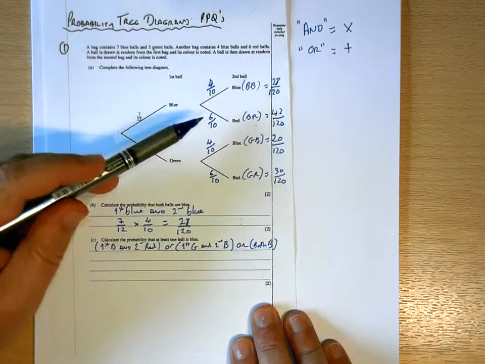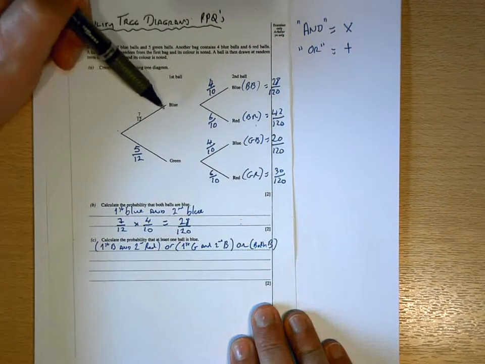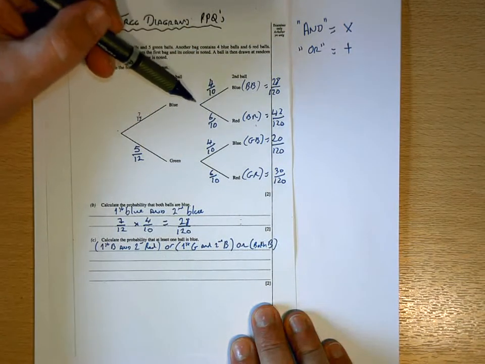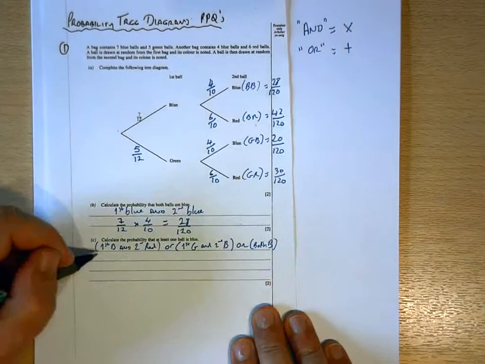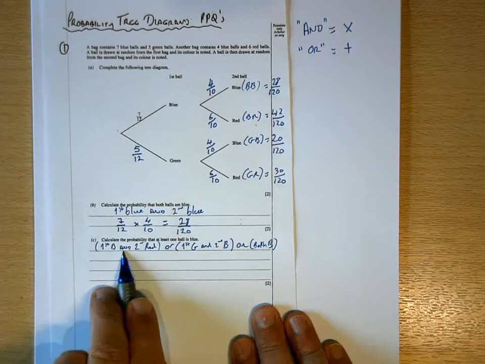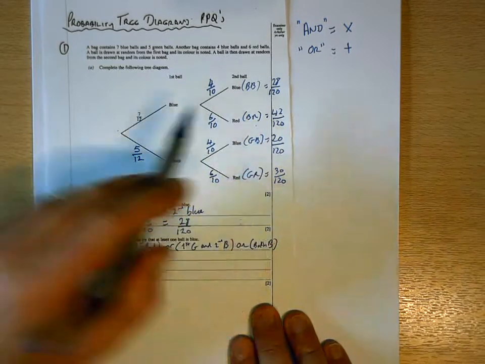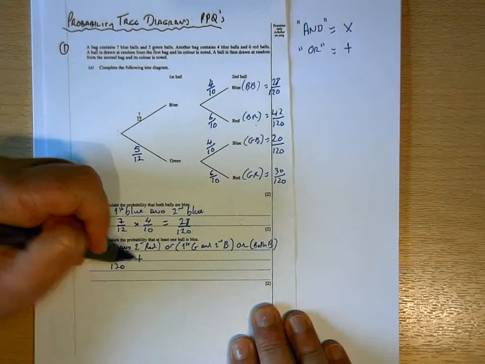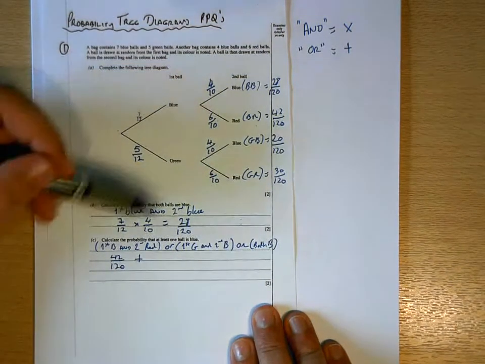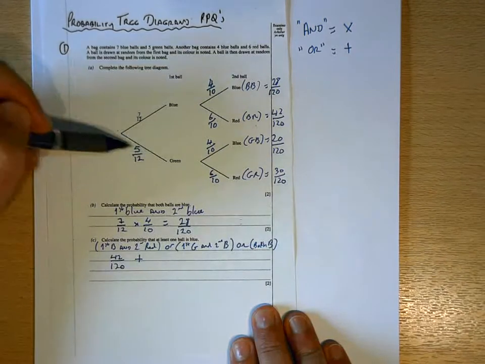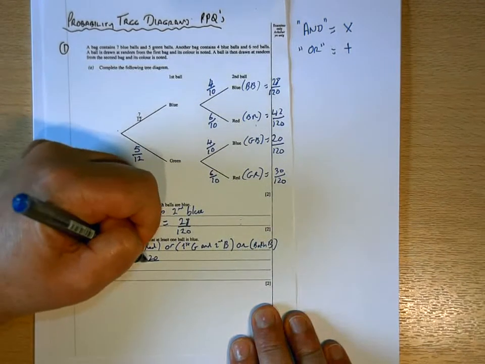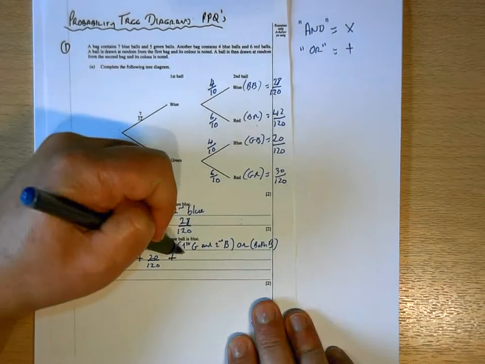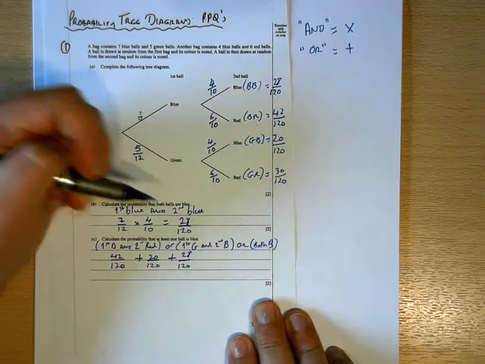So we've done all the anding. If we end up there, it means the first ball is blue and the second one is blue. If we end up here, first ball blue and second one red, and so on. So this probability here, first blue and second red, is 42 out of 120. Or means add, remember. Green blue, 20 out of 120, or both blue, which we've already worked out to be 28 out of 120.